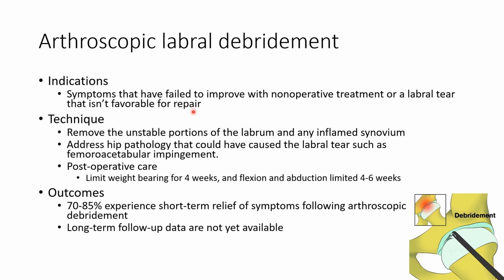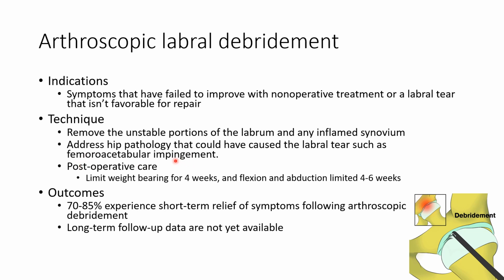So you do this in people who have symptoms that fail non-operative treatment. They've tried a non-operative trial, they've done what you've said, and it's still not getting better. Or you do this for a labral tear that isn't favorable to repair, like I just described. How you do it is you remove unstable portions of the labrum and any inflamed synovium that's around, and then you address the hip pathology that could have caused the labral tear, such as femoroacetabular impingement.